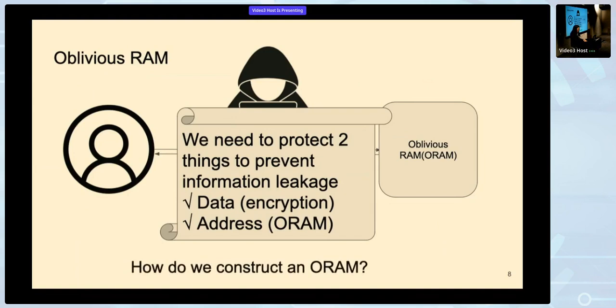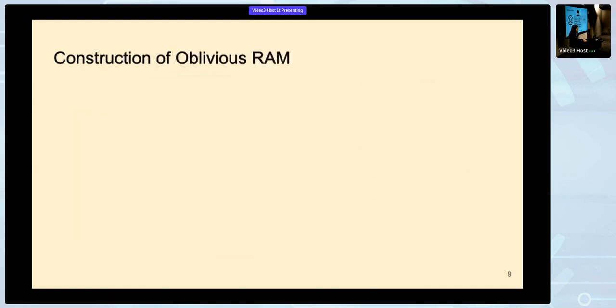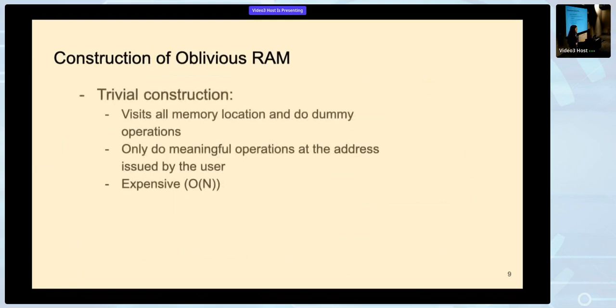Then naturally, we'd like to ask, how do we construct such an ORAM? Here's a trivial construction. What does it look like? It visits all memory locations and does dummy operations, but only does the meaningful operation, for example, read and write to a specific location issued by the user. As you probably have an idea of how expensive it is, it's O of N complexity, right? So naturally, we'd like to ask, is there a better way to do it?